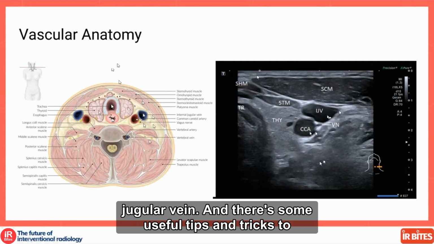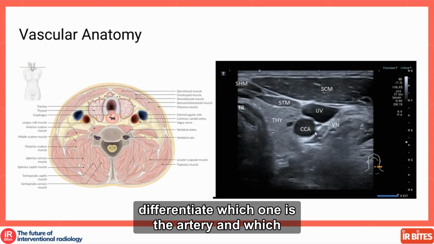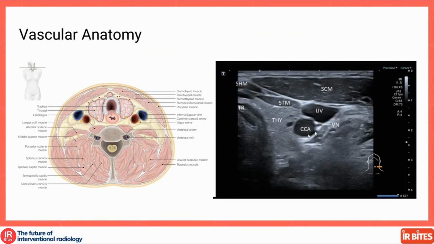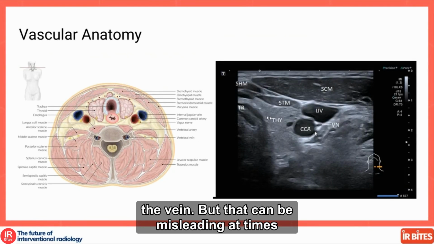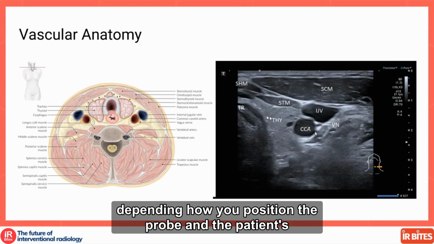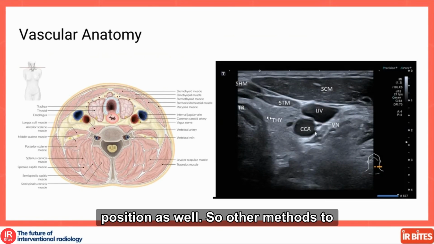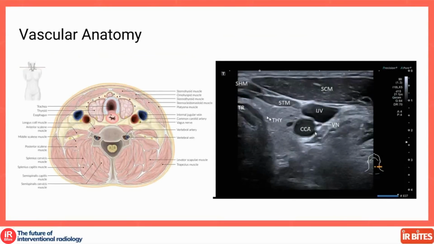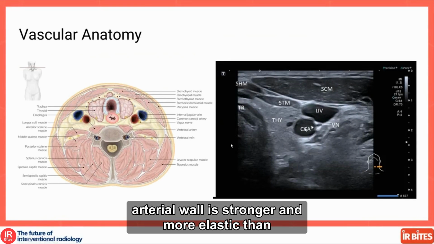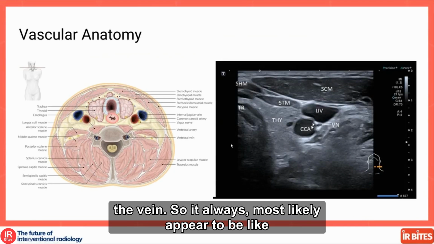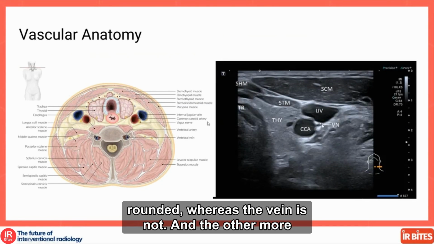There are some useful tips and tricks to differentiate which one is the artery and which one is the vein. Usually the artery is medial to the vein, but that can be misleading at times depending on how you position the probe and the patient's position as well. Another method, as we all remember from medical school, is that the arterial wall is stronger and more elastic than the vein, so it most likely appears rounded, whereas the vein does not.